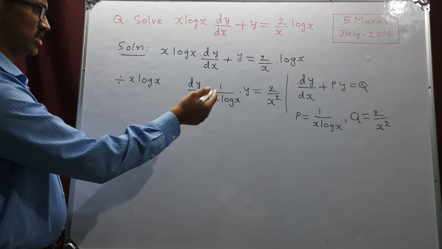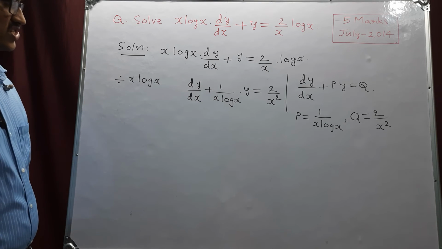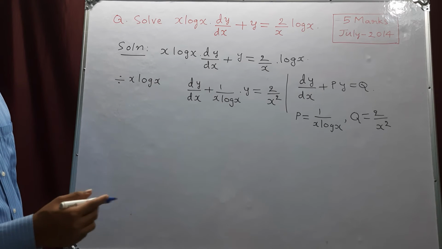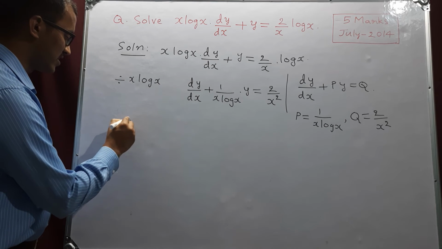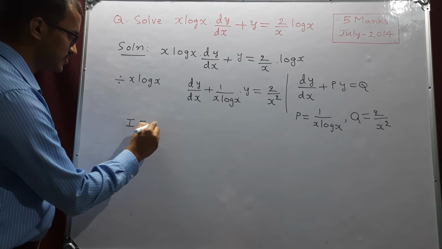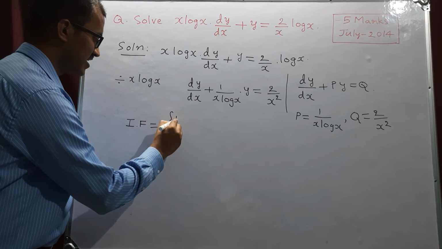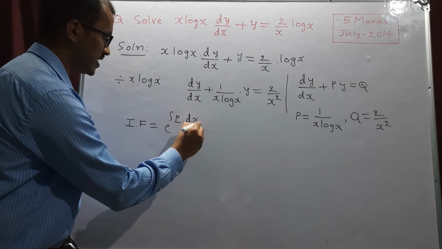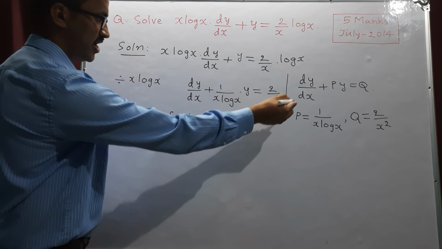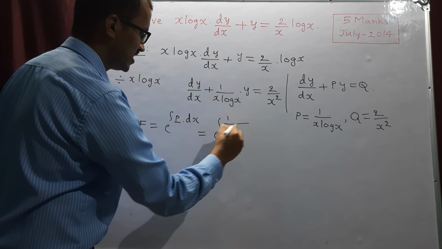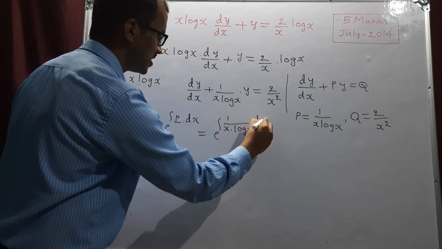And its solution is y into integrating factor is equal to integration of q into integrating factor into dx plus c. So to write the solution, first we have to find the integrating factor. The integrating factor is given by e power integration of p into dx, that is equal to e power integration of the value of p. Here the value of p is 1 by x into log x into dx.